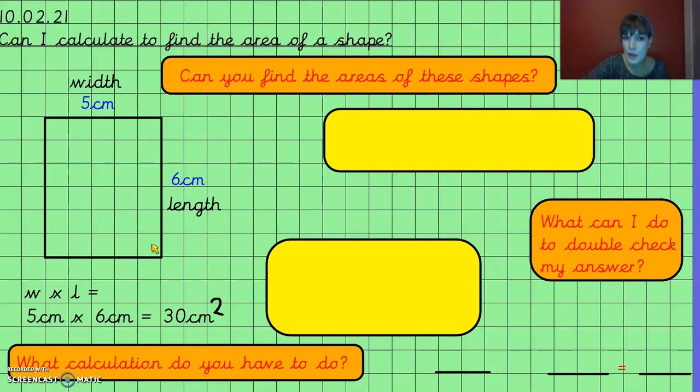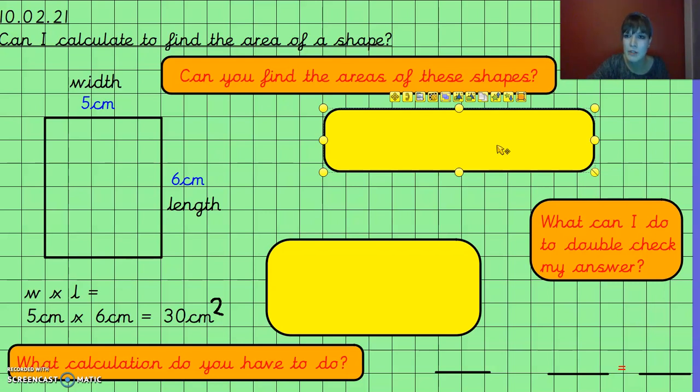Top tip, make sure we recognise what is the width and what is the length. So remember, width is how wide something is. Your length is how long something is. So don't go measuring 2 lengths, okay, or 2 widths, because you will get a very different answer to what the area is. So I am going to refill this shape here, and I want you to have a go at finding the area of it using my method.